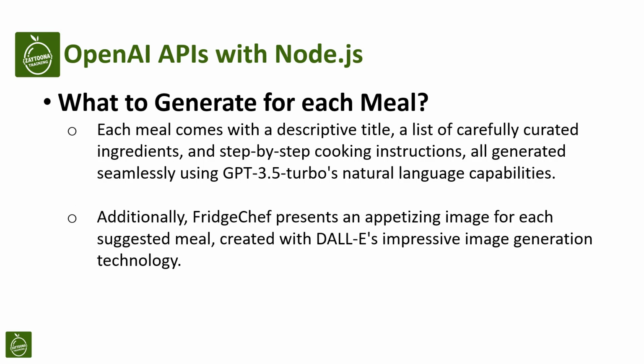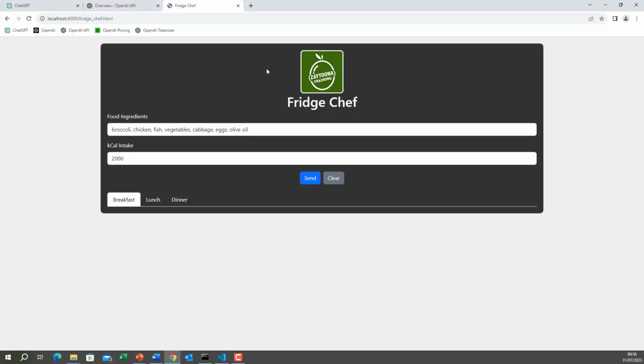Now let's have a demo of this application. So this is the application that we will build. Of course, the web page will be built using ChatGPT prompts, which I will provide. The rest of the application is a Node.js backend application as usual. First, you have the food ingredients. So we have chicken, fish, vegetables, cabbage, eggs, olive oil, and so on. Daily intake, which is 2000 by default.